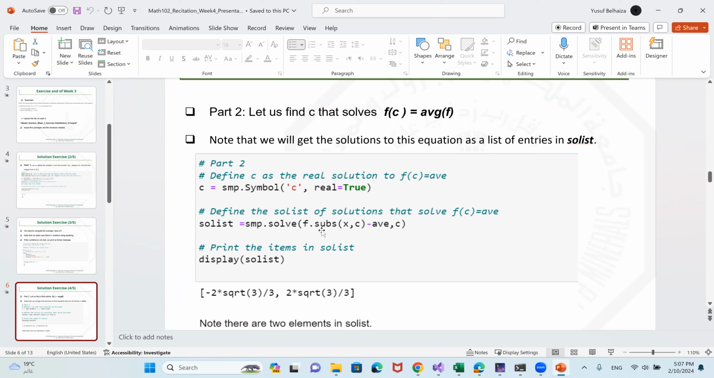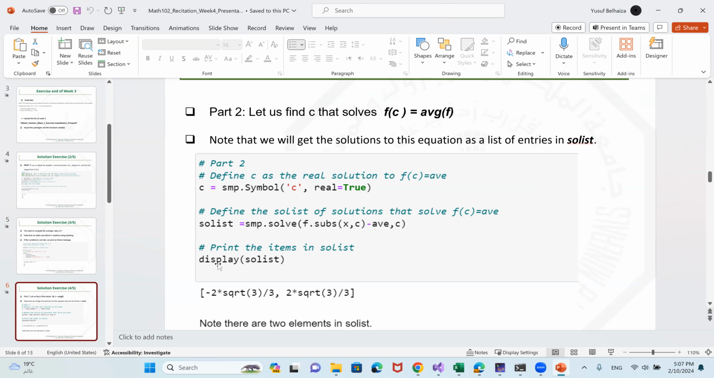So here what this does, it finds the zero for this equation, f of c minus average equals 0, and solves with respect to c. Now, notice that it's very important that the solutions to this equation are going to be entered in this variable. In fact, it's a solution list. So I call it solution list.